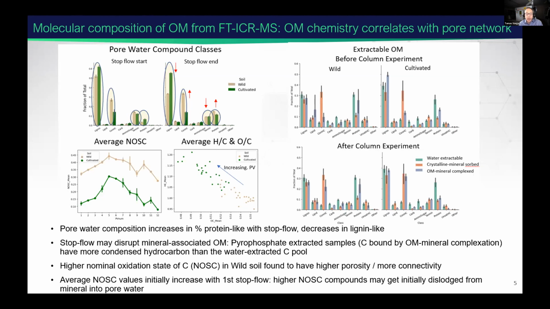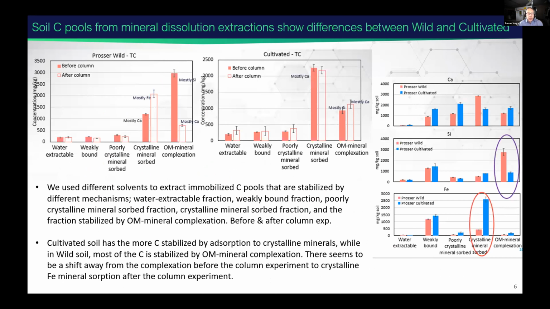And then we can also compare the organics before and after the column experiment, to get an idea of the differences between the exchangeable and non-exchangeable organics. And then I mentioned that we also look at the stabilization mechanisms of the soil carbon pools, and we do that by these mineral dissolution extractions, where we measure from the more weakly bound, water-extractable part all the way to the chemically bound organic matter-mineral interactions or complexations.